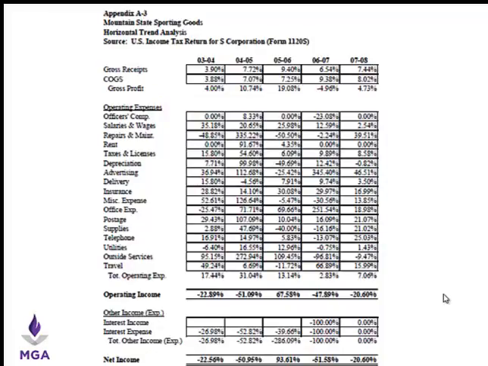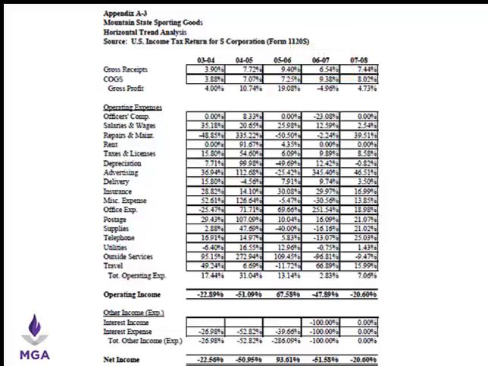This is a horizontal trend. So rather than having everything as a percentage of sales, you see the change from year to year. So from '03 to '04, the sales increased 3.9%. Okay, and so from '06 to '07, sales increased 6.5%. So that's a nice increase in sales. So I wonder if they are happy with that.